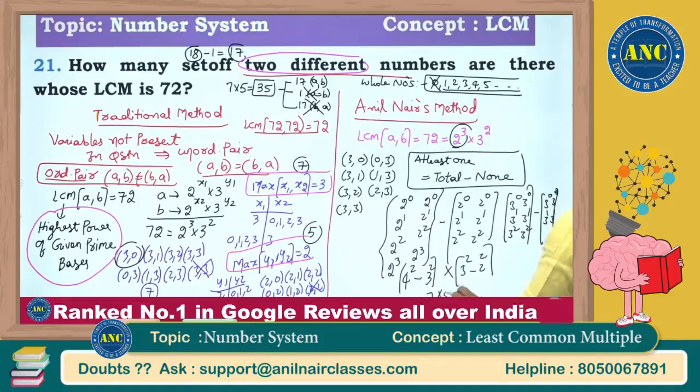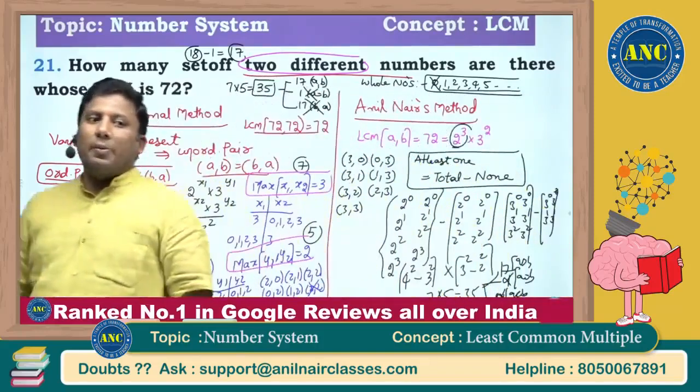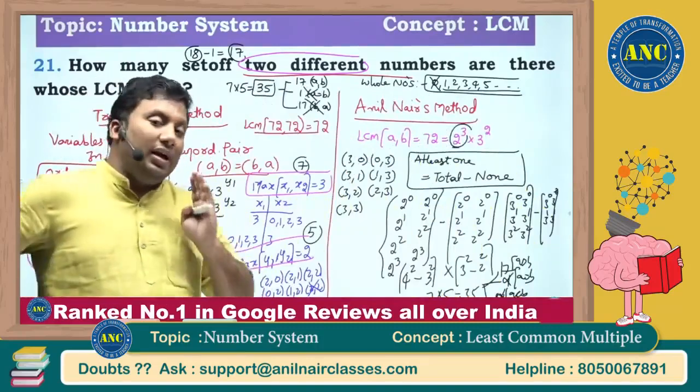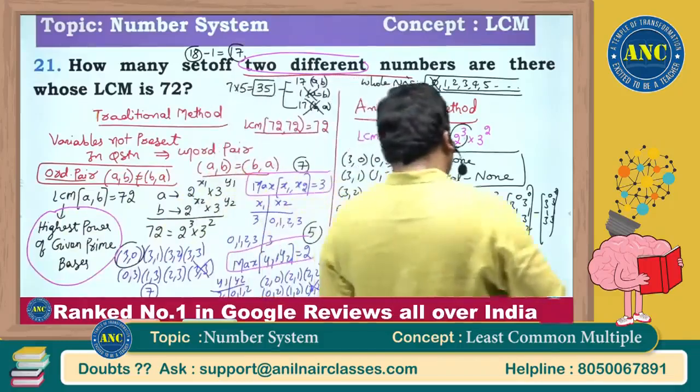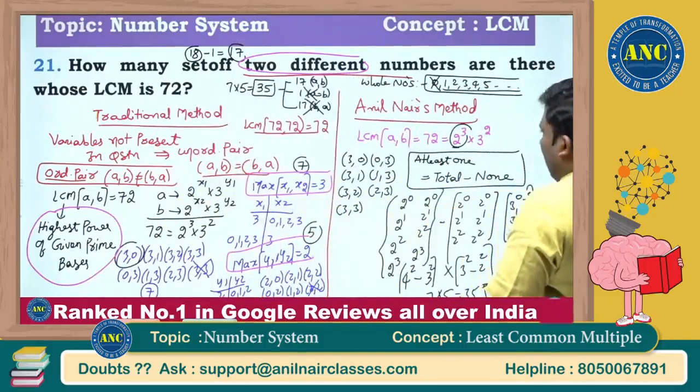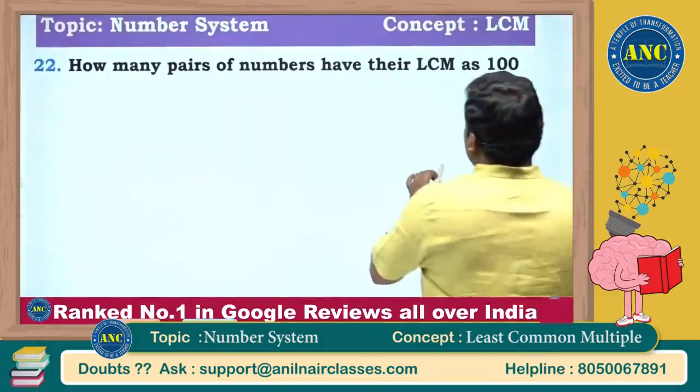7 into 5, 35. 17. A into B, B into A is equivalent to B. A equivalent to B, so these both can be eliminated. Answer is 17. I hope it is clear. Total minus none. Next slide, listen very carefully. You will get the answer.